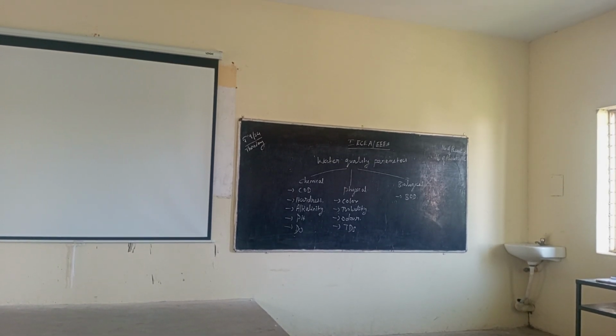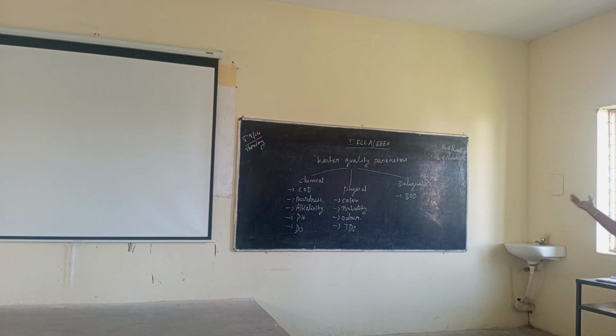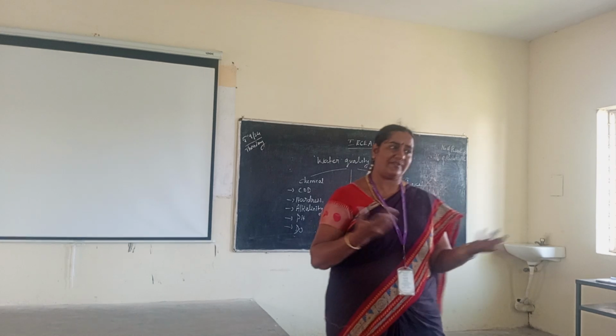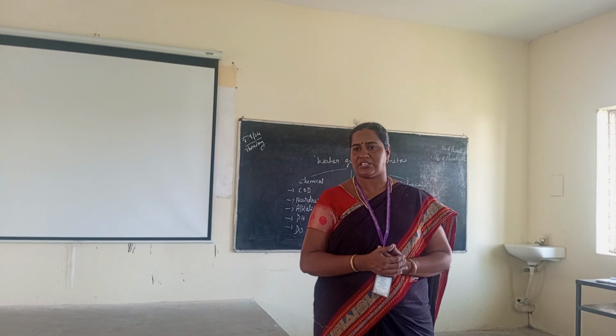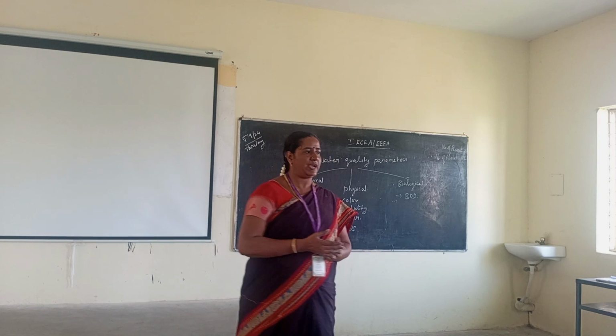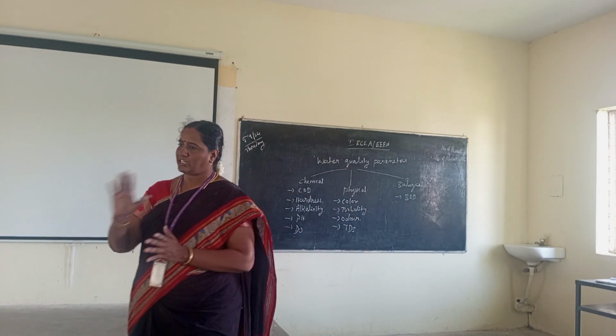But in our syllabus we have discussed only 10 parameters: COD, hardness, alkalinity, pH, and DO (dissolved oxygen), color, turbidity, and also odor, TDS, and BOD. Only these 10 parameters are discussed in our syllabus. But apart from that, there are various other quality parameters such as chloride, fluoride, arsenic, sulfates. Here we have discussed only 10.